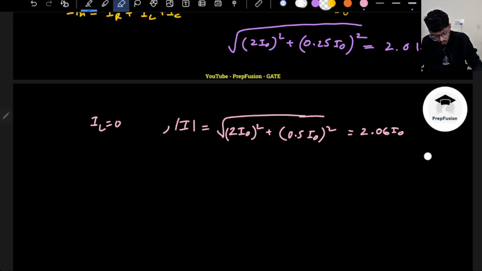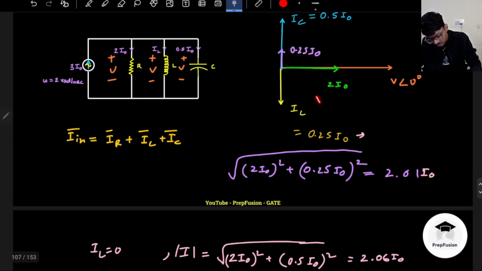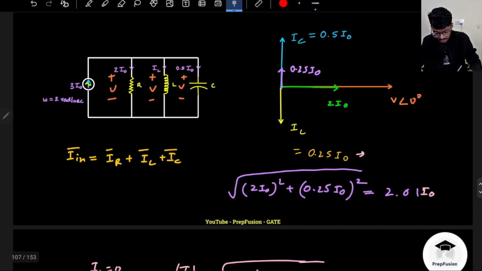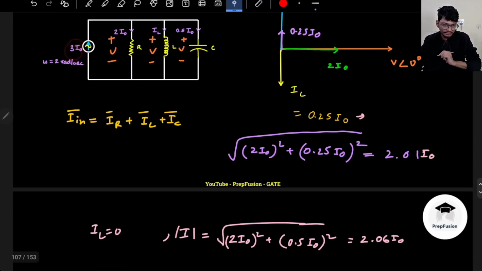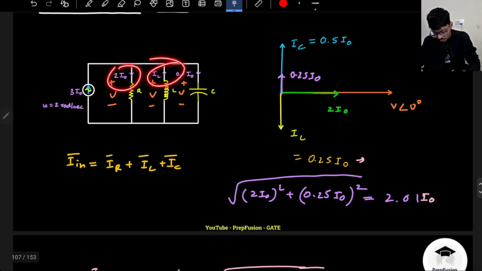So this comes out to be 2.061 I naught. Whatever you do, if you ever choose a lower value of I naught than IC, you will never be able to reach your resultant, because you have to satisfy this equation. So to satisfy this particular KCL, your circuit has to behave as an inductive circuit. It cannot behave as a capacitive circuit.